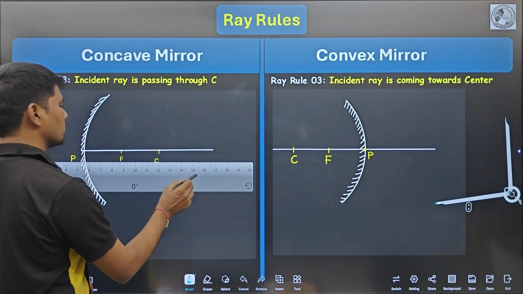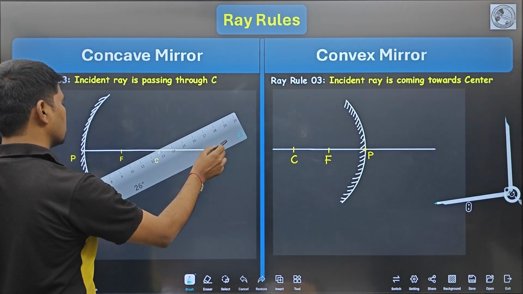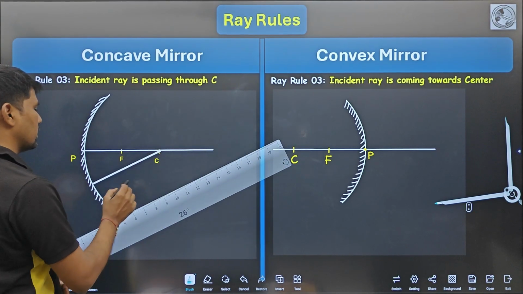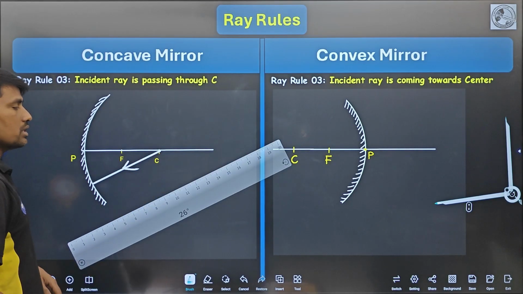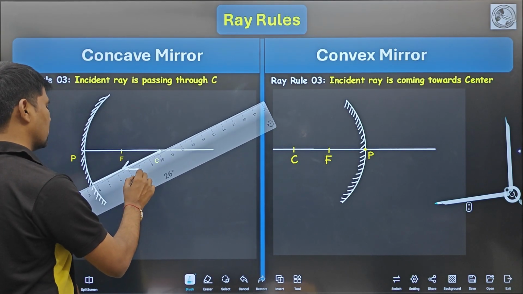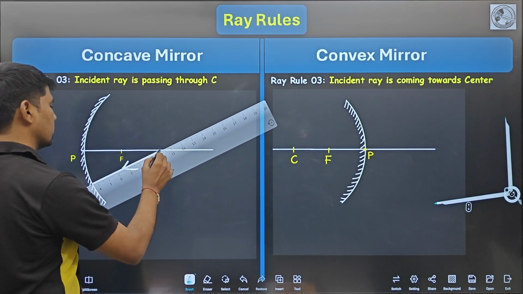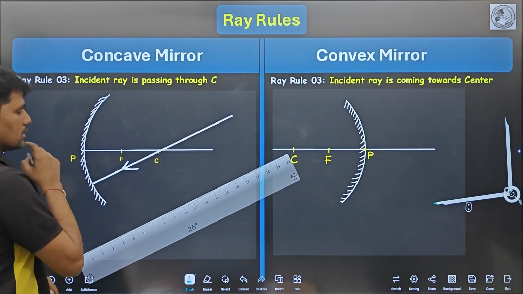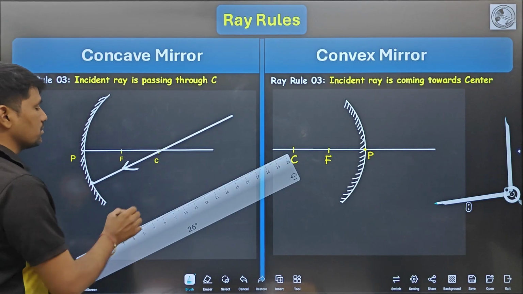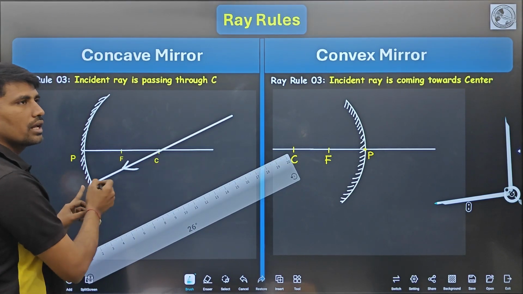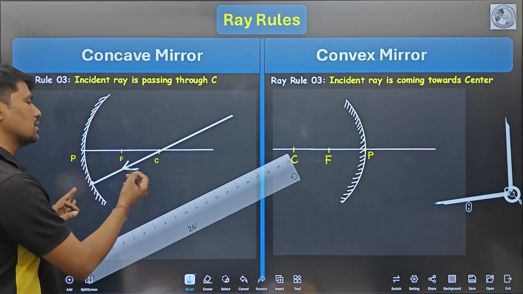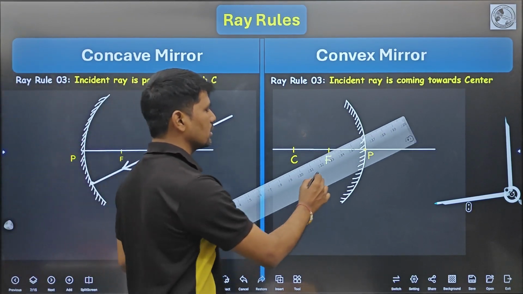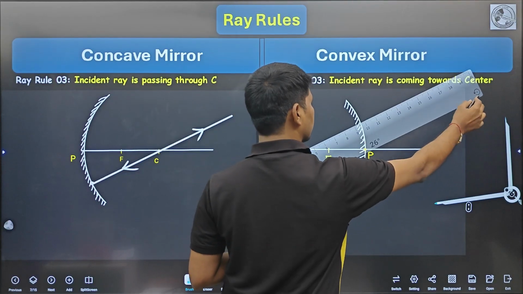Next, incident ray is passing through center. Actually, it is taken from a long distance, right? So in this case, this is the radius, right? The normal and the incident ray coincide. That's why it reflects back again. Okay, the same scenario we can take here also.